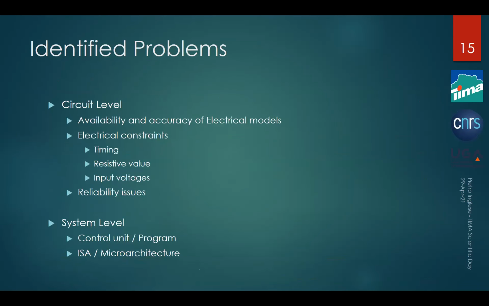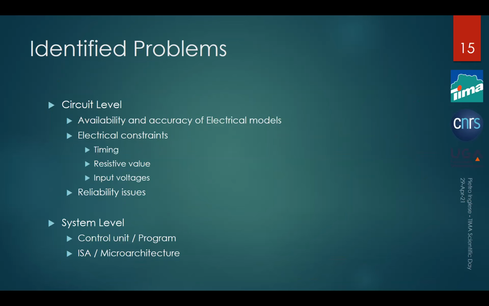So after this, we identified the problems, such as at the circuit level, the availability and the accuracy of the electrical models. For example, for the availability, now we are using the VTEAM model, that is the one that the researchers of MAGIC are using. But it's not easy to find, so to get the whole simulation environment. And it's also important to test with other models, which we are currently preparing our whole simulation environment to do.